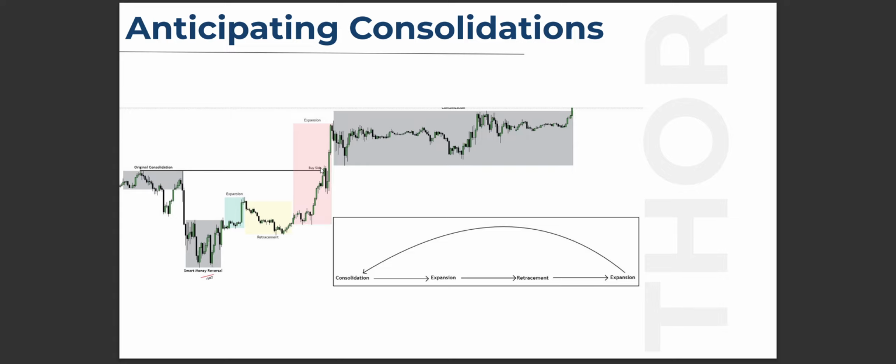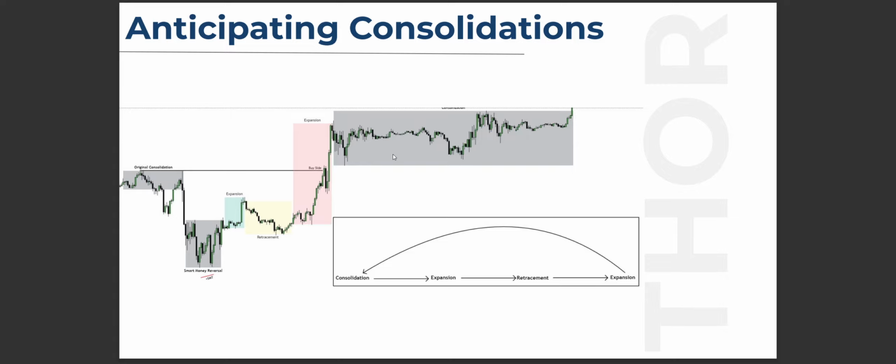Now with the second expansion, what we see here is it completes the buy model, because it's trading above the original consolidation. Once it does that, you can anticipate a consolidation before anything else. Remember the price delivery: consolidation, expansion, retracement, expansion, and then if it completed the buy model or the sell model, it comes back. The cycle starts all over again. So it comes back down to consolidation. Within this consolidation, if it wants to go higher again, it's going to consolidate, then you're going to see another expansion. If it wants to reverse and target the sell side again, you're going to see an expansion or a reversal lower out of that range. That is how we anticipate a consolidation.